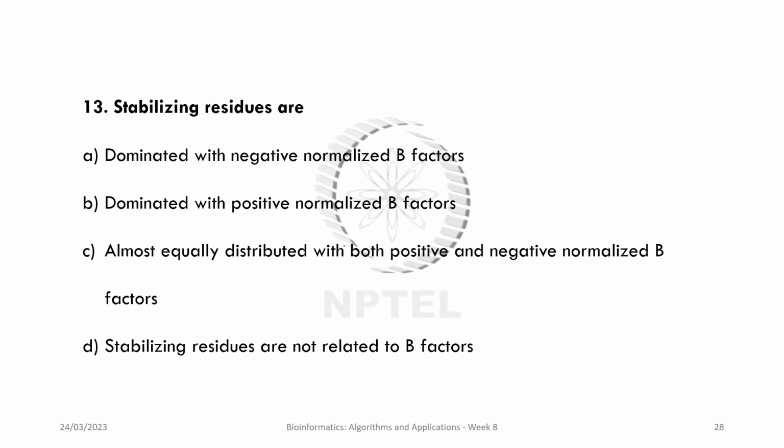Alright. Question 13. Stabilizing residues are A. Dominated with negative normalized B factors, B. Dominated with positive normalized B factors, C. Almost equally distributed with positive and negative normalized B factors, and D. Stabilizing residues are not related to B factors.